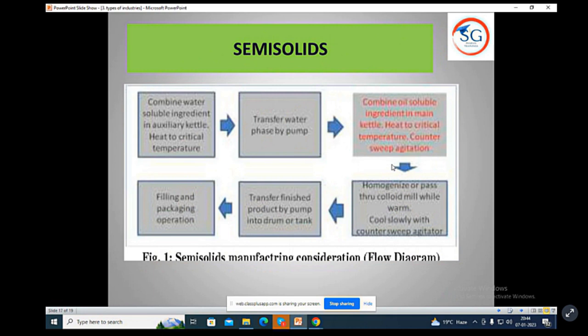So the two types of phases will be mixed uniformly, and the effect of the medicine will be shown in a perfect manner. Once it is mixed, you should transfer the finished product by pump into a drum or a tank, and from this tank, it should be filled into ointment tubes, ointment bottles, everything. This is the brief regarding semi-solids.